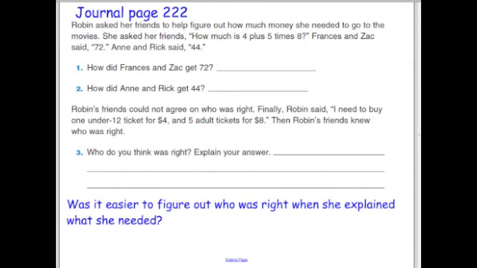First, I want you to turn to journal page 222. We're doing lesson 7.5, so we're taking a step back in our journal, but it's going to help us out in the long run. Turn to journal page 222 and answer these. Don't worry about number 3, about who do you think was right, and explain your answer. Don't stress about it because we're going to go over it later on. So go ahead and pause now and answer these, and then come back to the video when you're finished.